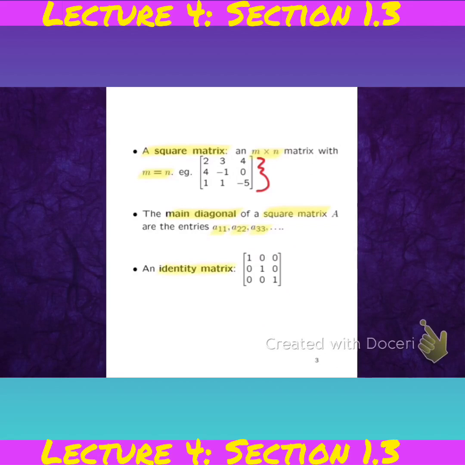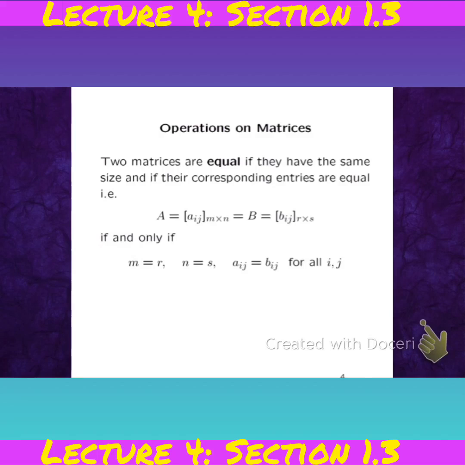The identity matrix is the matrix that's got zeros everywhere except on the main diagonal. The main diagonal all have the same entries, and the entry is 1. Okay. Then let's look at operations on matrices.